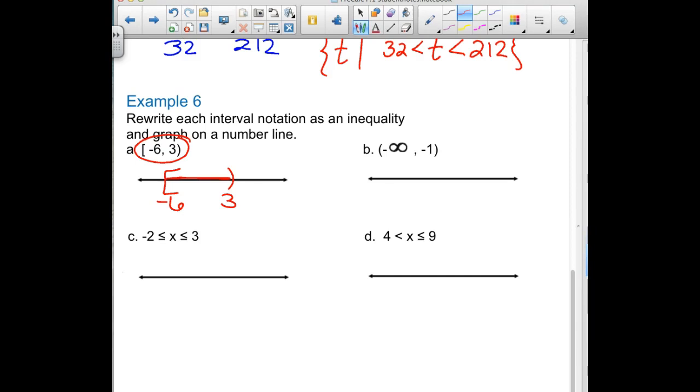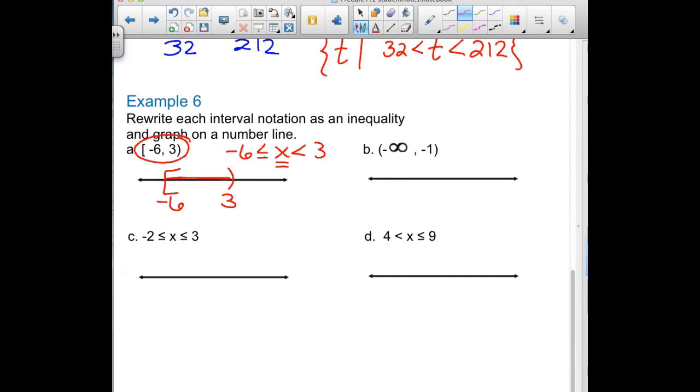Stating it as an inequality, same order. We have -6 and we have 3. We want x to be everything in between there. Since we cannot get to 3, we have to be smaller than it. We need x to be less than 3. And on the left side, we can actually hit that -6 mark, so we're going to use the less than or equal to. So again, reading from x, x is greater than or equal to -6, but less than 3.